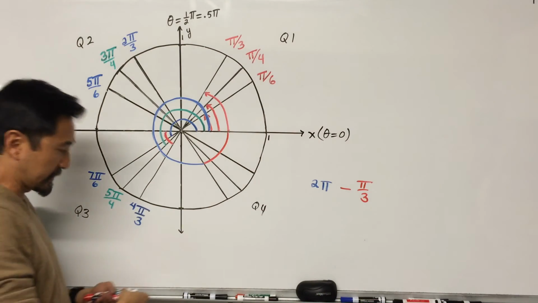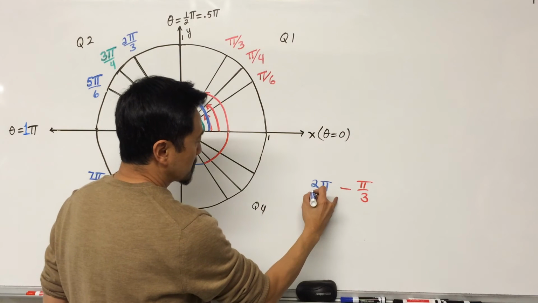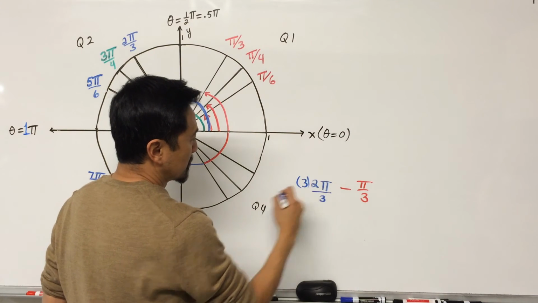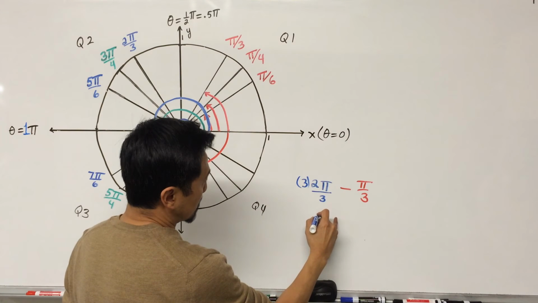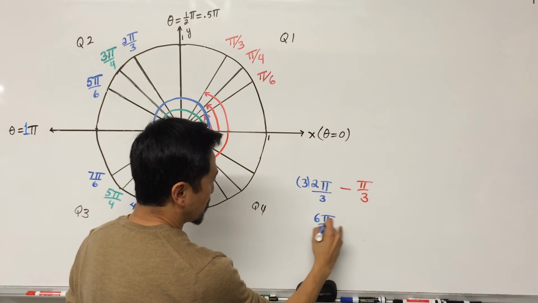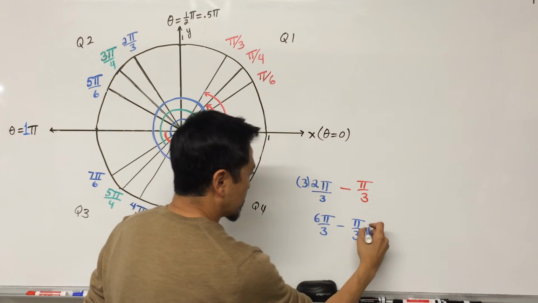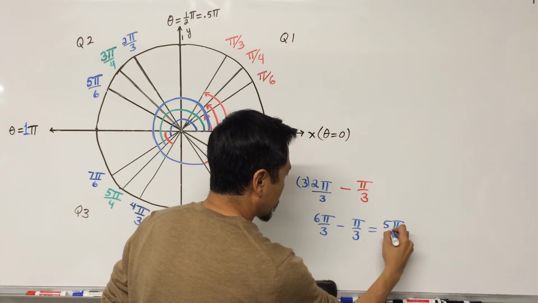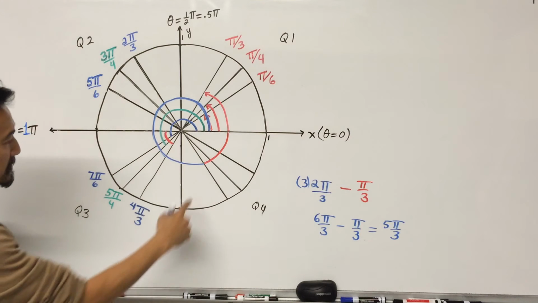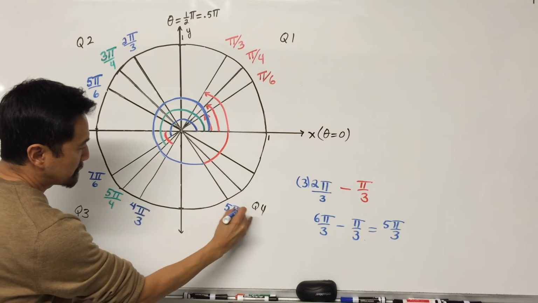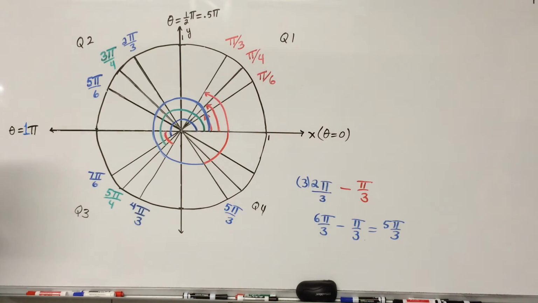And so now, finding a common denominator, I would have to multiply this fraction top and bottom by 3. And so now that would give me what? 6 pi over 3 minus pi over 3, and that would then give me 5 pi over 3. Okay? So this special angle right here has a measure of 5 pi over 3 radians.